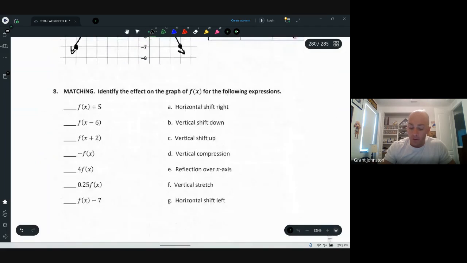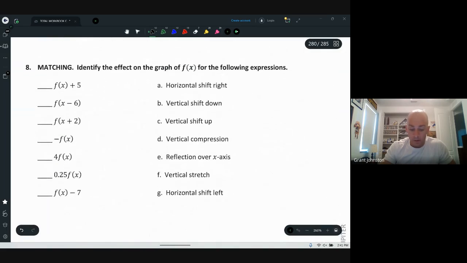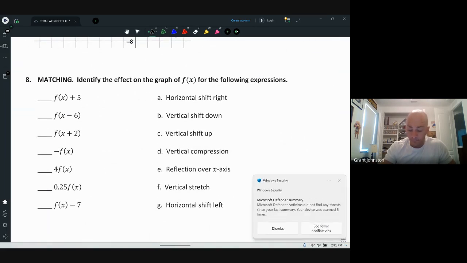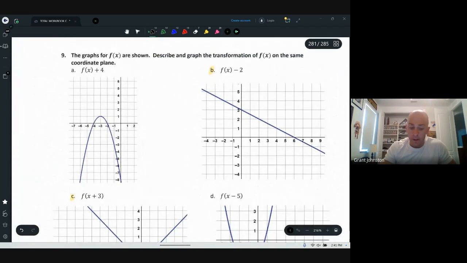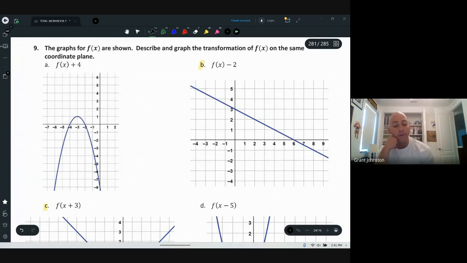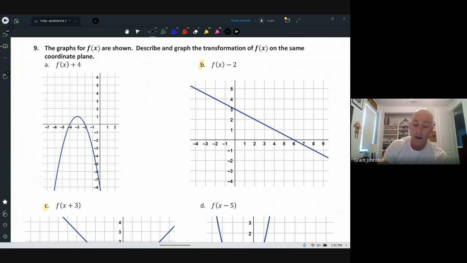So I'll let you do these matching. You try these matching. And let me show just a few of these examples. Okay. It says the graphs for f of x are shown. Describe and graph the transformation of f of x on the same coordinate plane. So I'm going to do B here.